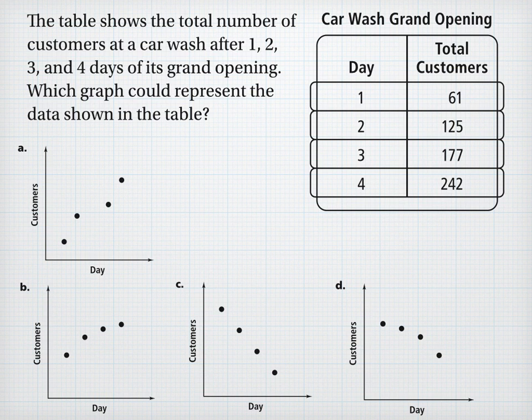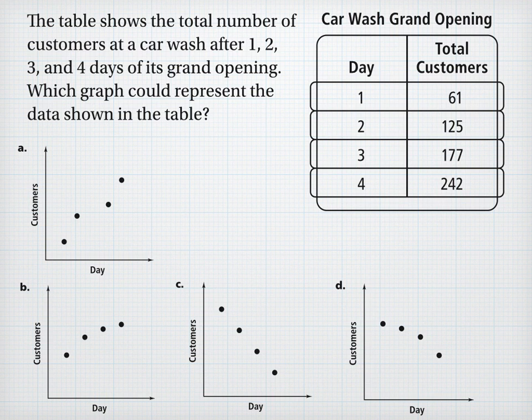So if you just look, on the first day, the total customers was 61, so not very many people are going on opening day. On the second day, it almost doubles, or it does double, it over doubles, right? It goes from 61 on the first day to 125 on the second day, and it continues to increase on the third day, where it has 177, and then on the fourth day, it has 242. So overall, the trend of the table would be that the more days that the car wash is open, the more customers it has. The only two graphs that show an increase over time would be A and B.